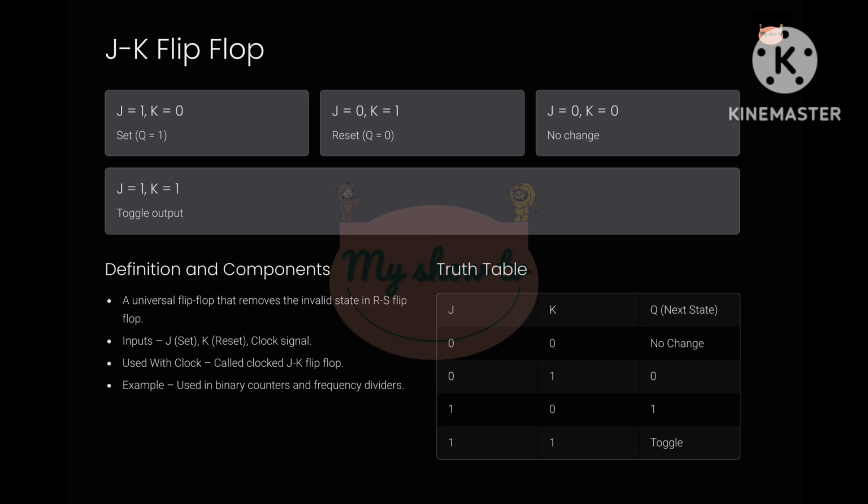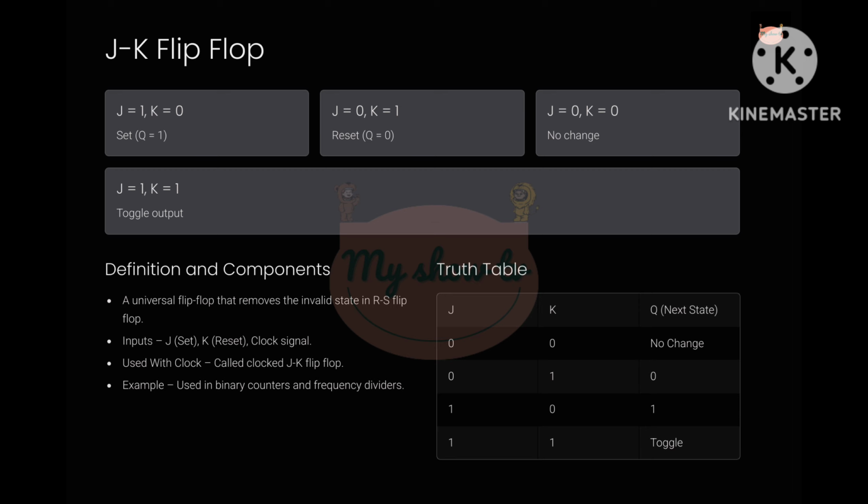Slide 5. JK flip-flop. To overcome the problem of the invalid state in the RS flip-flop, the JK flip-flop was developed. It has three inputs, J, K, and a clock. The clock signal controls when the flip-flop checks the inputs. The toggle means the output changes to the opposite of its current state, 1 becomes 0, 0 becomes 1. This makes it ideal for counters.